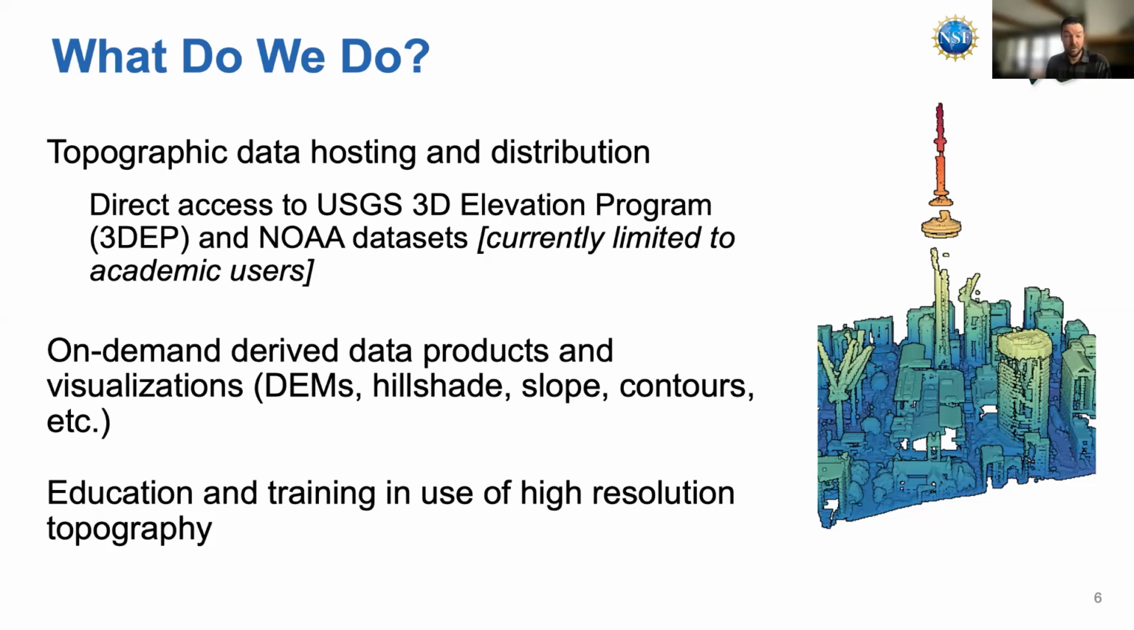In terms of the derivative products, these are things like digital elevation models of various forms and then their derivatives, so hill shades, slope maps, things like contour lines, and then other higher order products. And historically, we've also done a lot of education and training in the use of high resolution topography. I think we've run something like 35 different short courses. Over the years, we have a lot of online resources. And this webinar series would, of course, be part of that overarching effort to teach people how to better utilize these data sets.